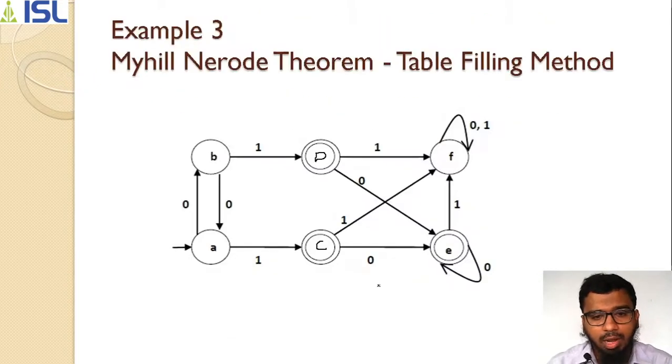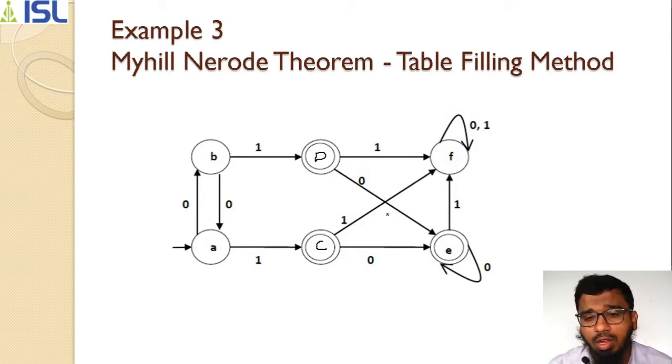Next, I am going to take this example to solve with the Myhill Nerode theorem or table filling method. This is a normal one, meaning all states are reachable. Like see here, A to B is going, B to A is going, and every edge is connected and every state is reachable.